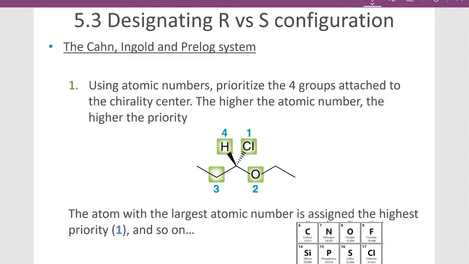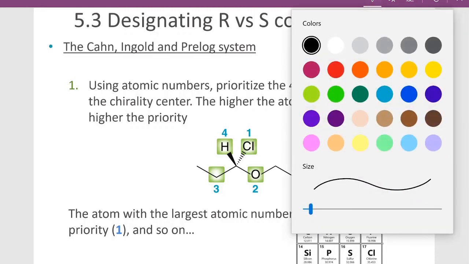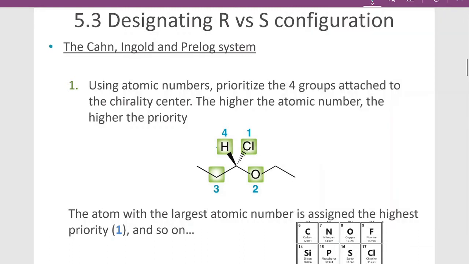So using atomic numbers, prioritize the 4 groups attached to the chirality center. The higher the atomic number, the higher the priority. So what are the atomic numbers on these groups? Hydrogen's number 1. Chlorine is number 17. Carbon is number 6. And oxygen is number 8.